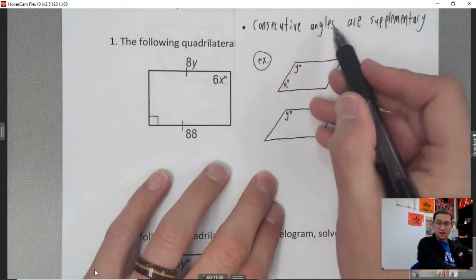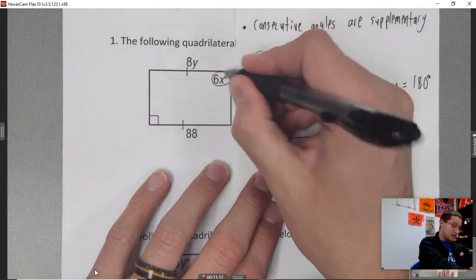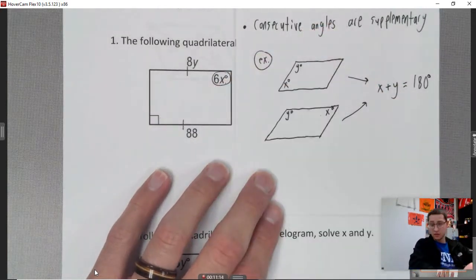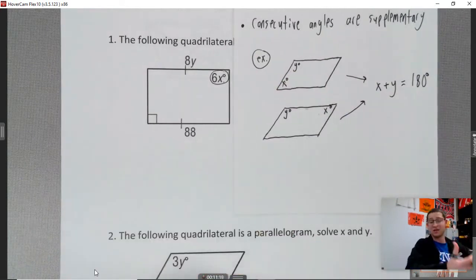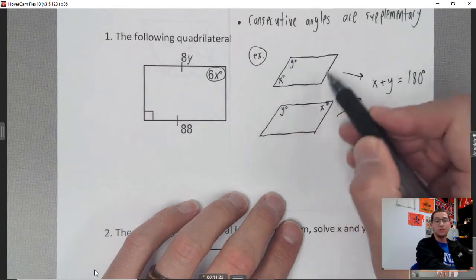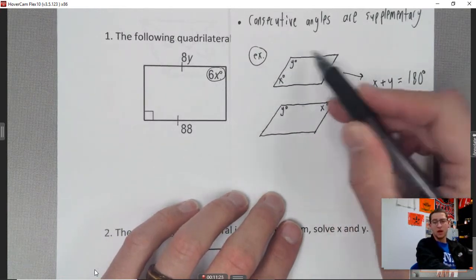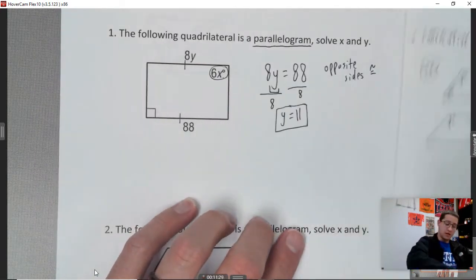I've got the consecutive angles are supplementary. So I've got 6x and I've got the 90 degrees. But 6x and that 90 degrees, those are not consecutive, right? They're not one after the other, if I'm going clockwise or counterclockwise around my angles. These are not consecutive, so that property doesn't apply. I'm not going to use that one.